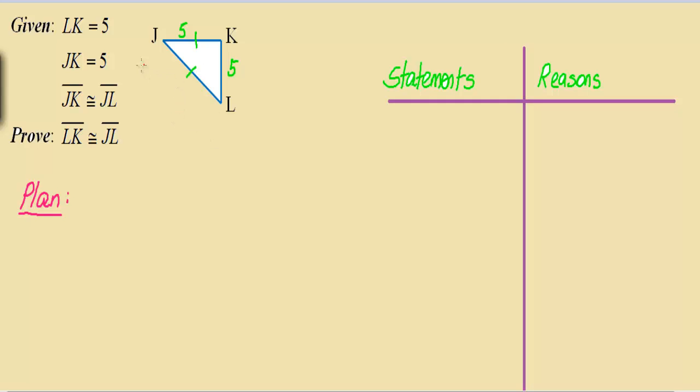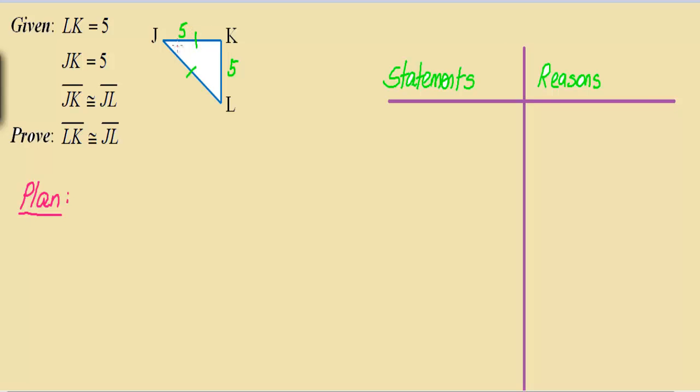Okay, let's work on this proof. LK is equal to 5, JK is equal to 5, and segment JK is congruent to segment JL. These three statements are all given statements, and I went ahead in my figure and labeled the sides with their measures, and I've also used tick marks to show which segments or which sides of this triangle are congruent.